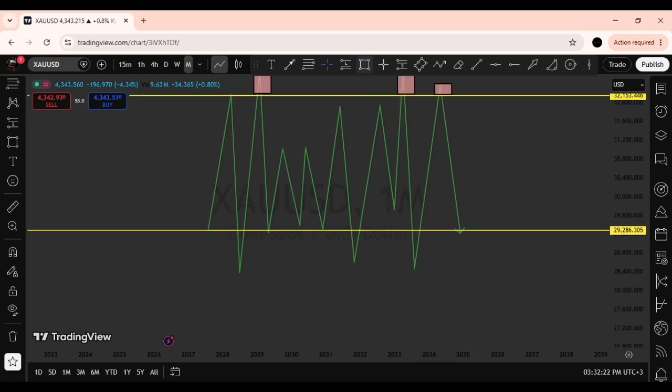The market has no direction. So this is why you are still losing money in trading, because you have less information in trading.